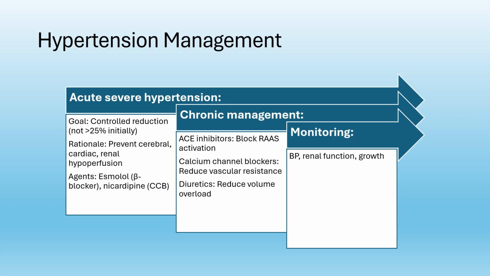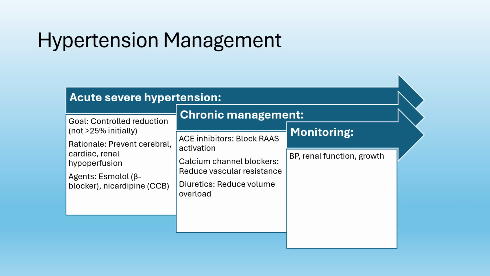In acute, severe hypertension, the primary goal involves controlled blood pressure reduction to prevent target organ damage while maintaining adequate perfusion. The critical principle is avoiding precipitous drops that compromise cerebral, coronary, and renal blood flow. Neonatal organs operate within narrow autoregulatory ranges, and sudden pressure changes can cause ischemic injury.